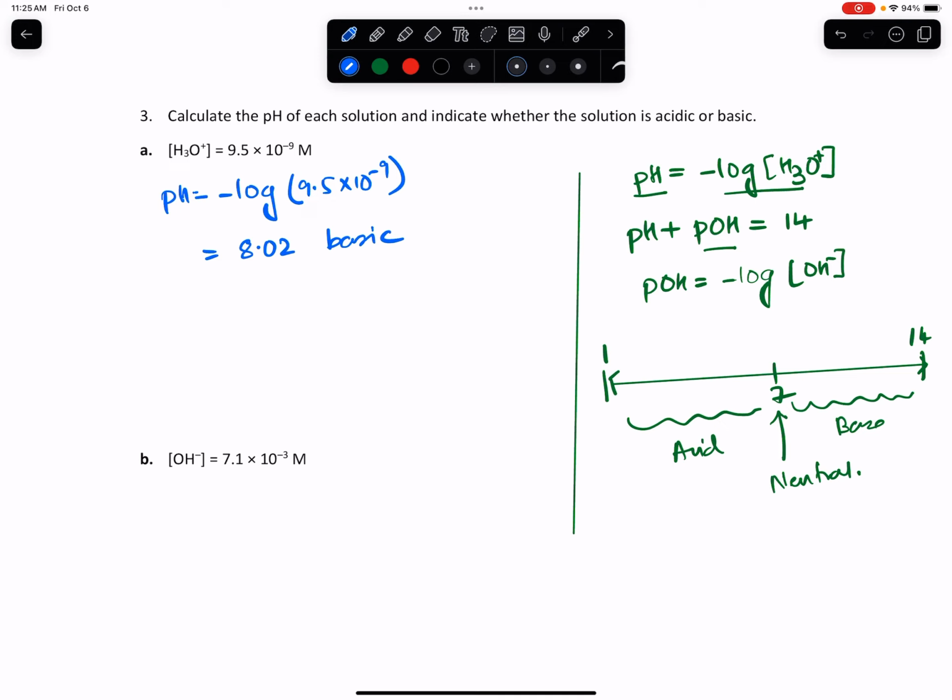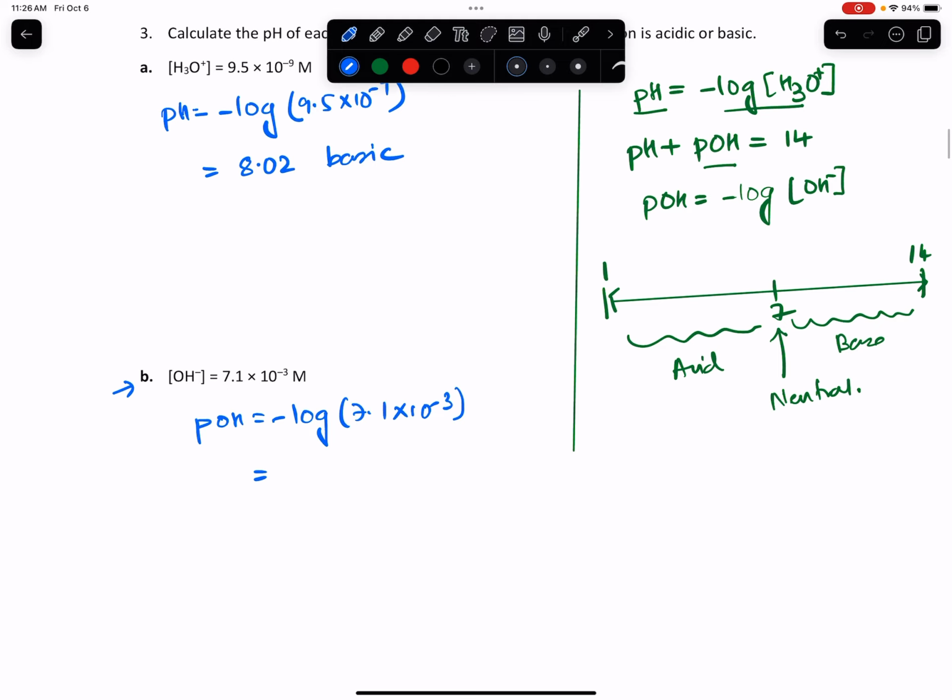Once we did that one, let's try this one. For this one, we'll need to find the pOH first, and then we have to use this formula to back into the pH, and then next we use the scale to figure out what the pH is. So the pOH here is the negative log of this number, which is equal to 2.15.